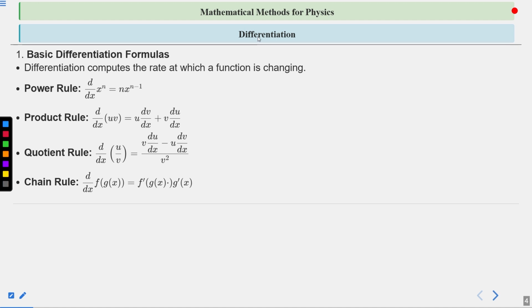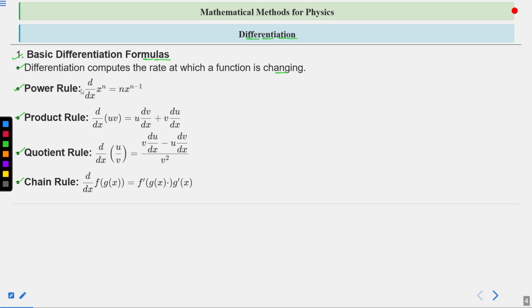So, our first topic is differentiation. First is basic differentiation formulas. Differentiation computes the rate at which a function is changing. So, by using differentiation, we can calculate the value of that variable. So, there are some rules of differentiation like power rule, product rule, quotient rule, and chain rule.